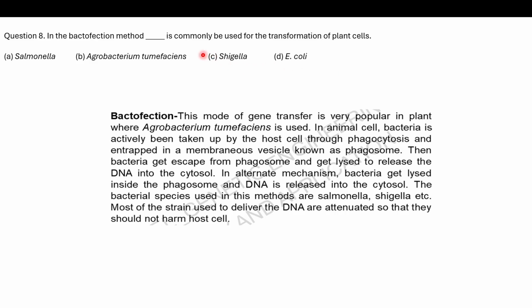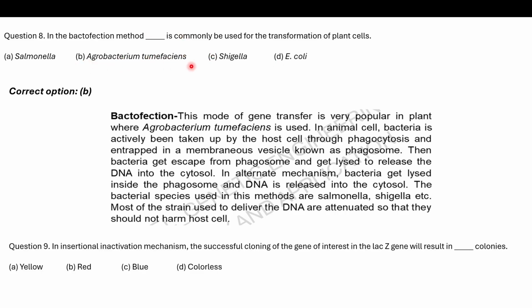So eventually the plant cells can have the recombinant DNA. So the option is option B, Agrobacterium tumefaciens.